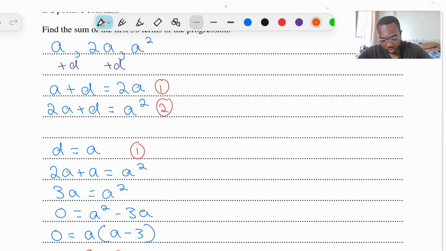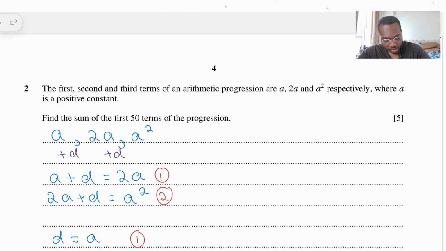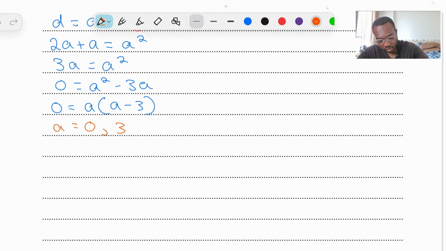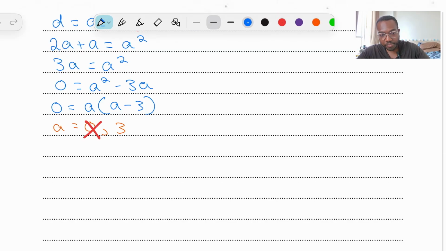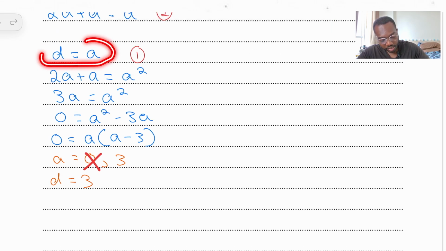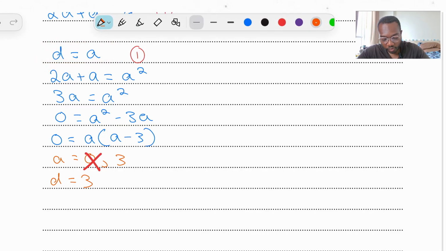Now we know in the question they tell us that a is a positive constant, okay? Therefore, we know that a cannot be 0, so we can just disregard this. So we know a is 3, okay? So now we know that a is 3. And if we know that a is 3, we actually also know that d is also going to be 3, okay? Because remember that over here, we have that a is equal to d. So now we've got a is 3, and we've also got that d is also 3.